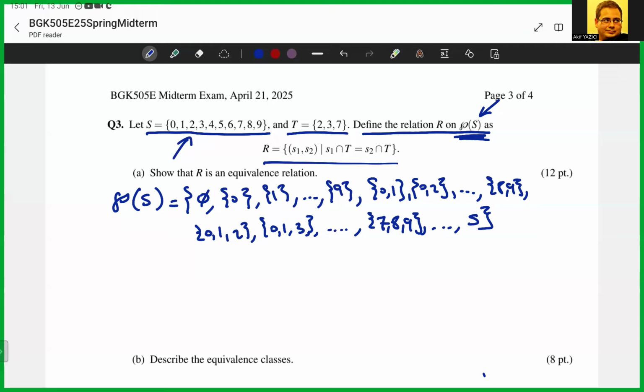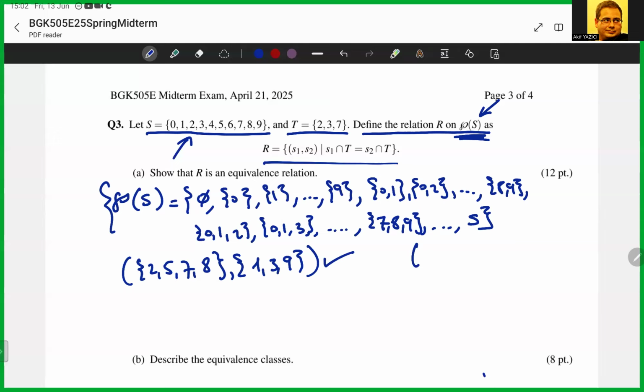So my ordered pairs are typically going to look like, for instance, {2, 5, 7, 8} and, let's say, {1, 3, 9}. This is a typical set and typical ordered pair that could appear on a relation on this set. Okay, so you have to understand what the elements of the relation could be and cannot be. So it could be something like this, but it cannot be something like, for instance, 8, 5. Okay, this is quite important.